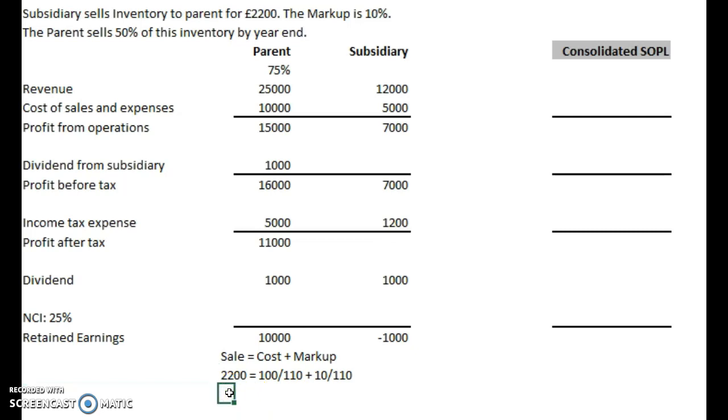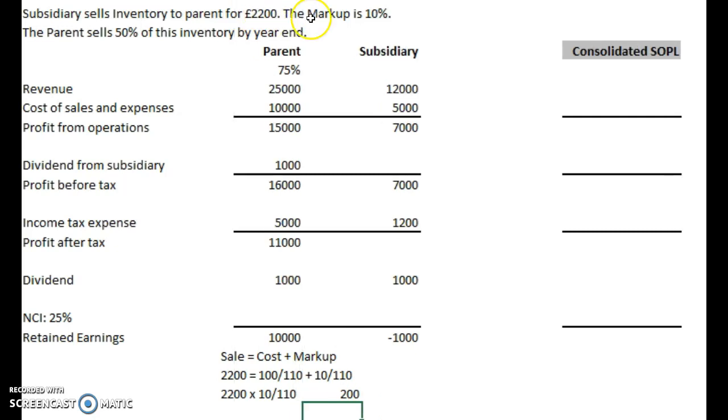And as we want the profit figure, we can just go straight to it. It's 2,200 times the markup amount, which is 10 over 110. And that will give us the markup for the whole transaction. 2,200 times 10 over 110 gives us a figure of £200 for the total.